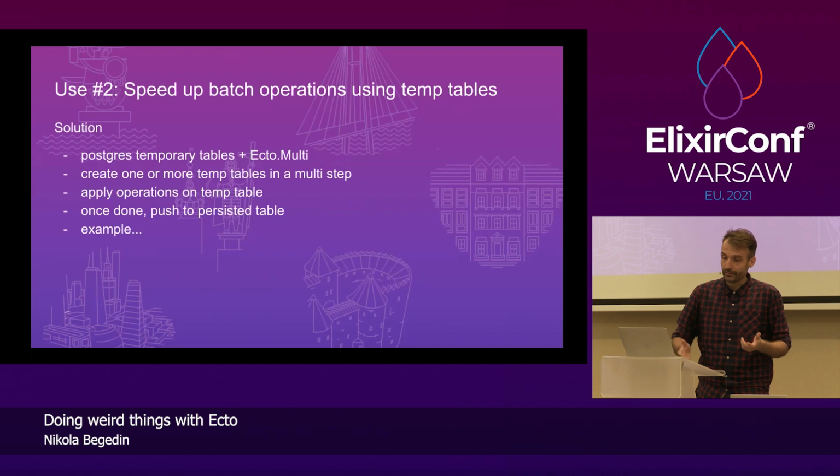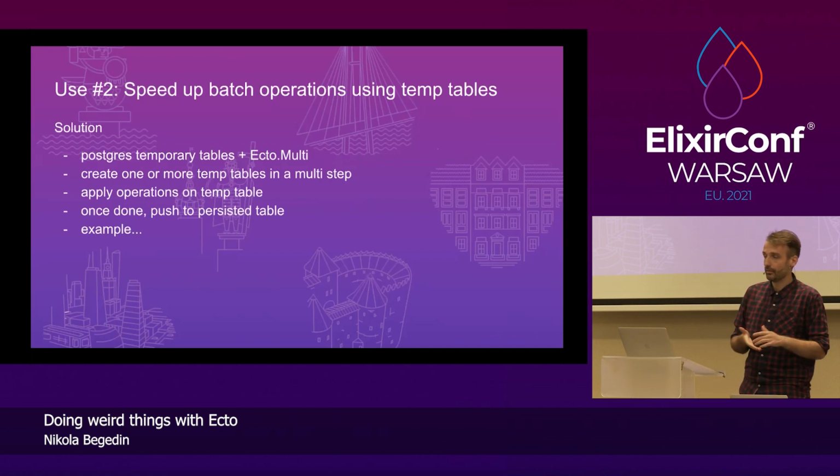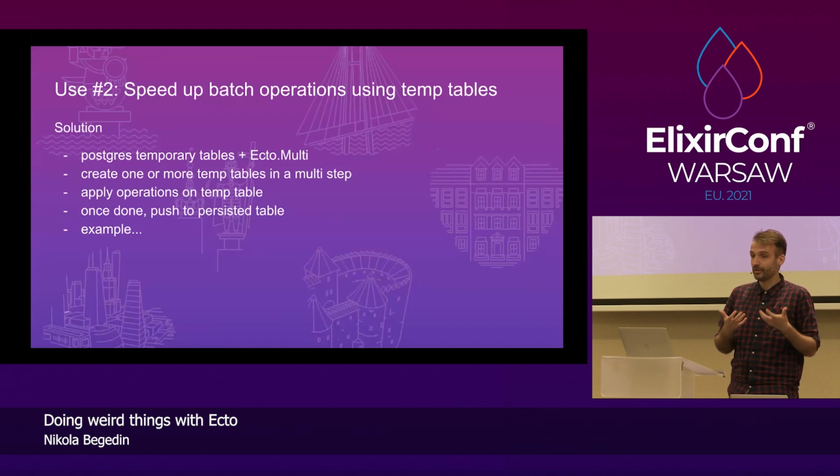So what we started doing, and we do quite heavily, is we rely on Postgres temporary tables. So in Postgres, you can create a temp table using the temporary keyword, and you can set it to drop on commit. What we do then is we use Ecto multi. In a step in multi, we create the table, and then we run our other steps to join the data into that table, like aggregate everything.